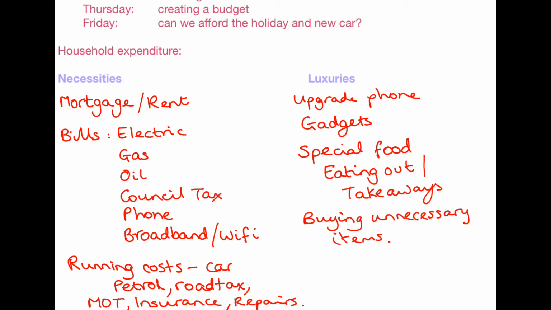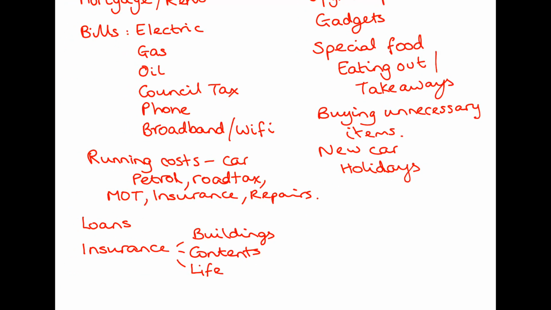Buying a new car would be a luxury, unless your old car had completely given up. Holidays are luxuries. Of course, all of these things that we've got in the luxuries column vary in value. It might be that you can afford some of them one month and you can't afford them the next month, or that you go a few months without some of them so that you can have one of the more expensive ones. We're going to be talking about that more when we look at creating a budget. So that's all that stuff.